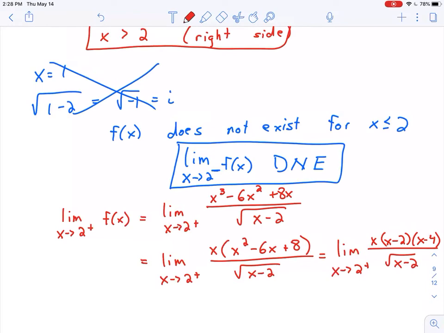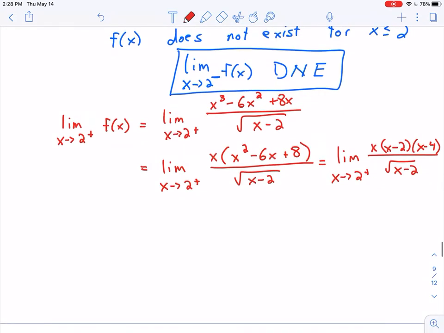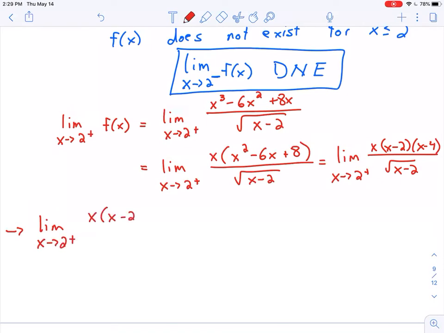Now, how you want to continue for the rest of this problem is up to you, and I'm kind of running out of room here. Let me actually just pick up right here. So let's say limit as x approaches 2 from the right. I've got x times x minus 2 times x minus 4 over radical x minus 2.